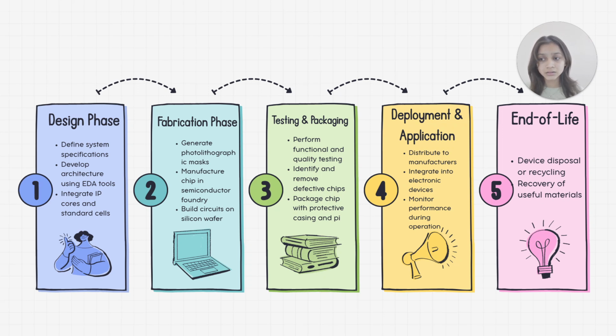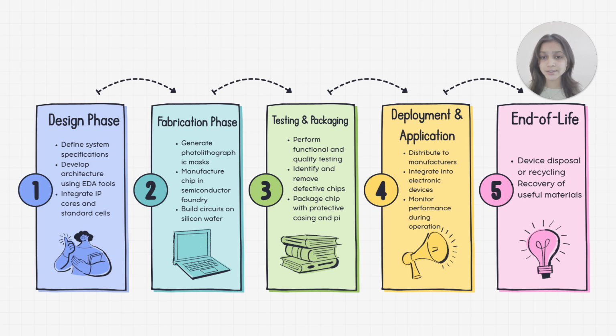Let's discuss in brief. Design phase: define the system, develop the architecture, and use EDA tools, integrated IP cores and standard cells. Fabrication phase: generate photolithography masks, manufacture the chip in a semiconductor foundry, and build circuits on a silicon wafer.